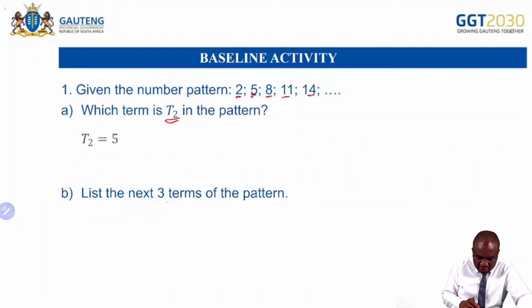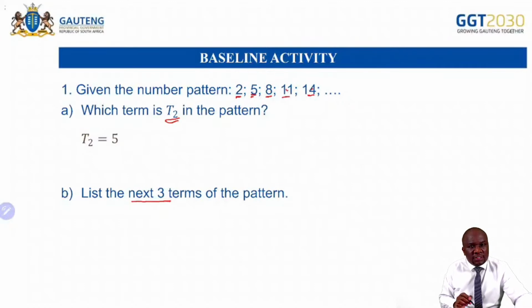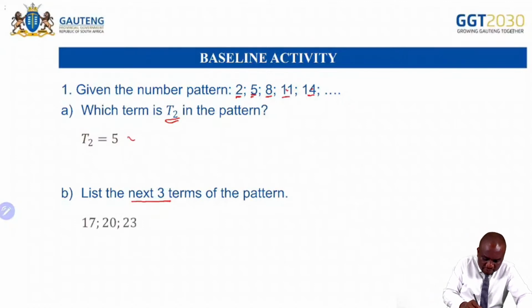And then list the next 3 terms of the pattern. What is happening here? We say 2 plus 3, we get 5. 5 plus 3, we get 8. 8 plus 3, we get 11. 11 plus 3, we get 14. So we keep adding 3. So it means the next 3 terms are going to be 17, 20, 23. Okay, right, please mark that.